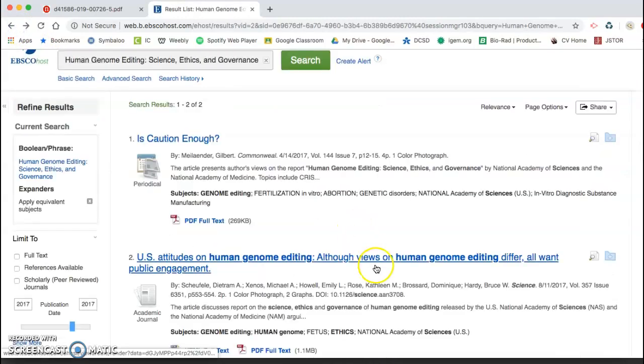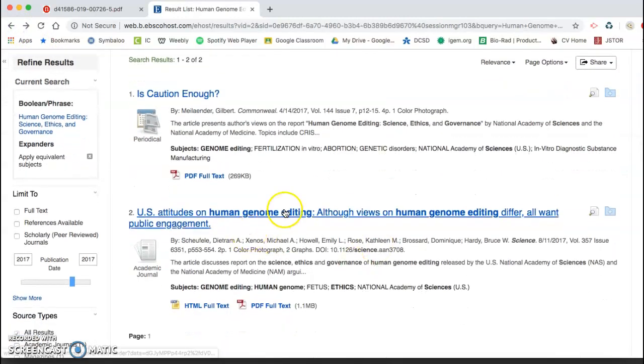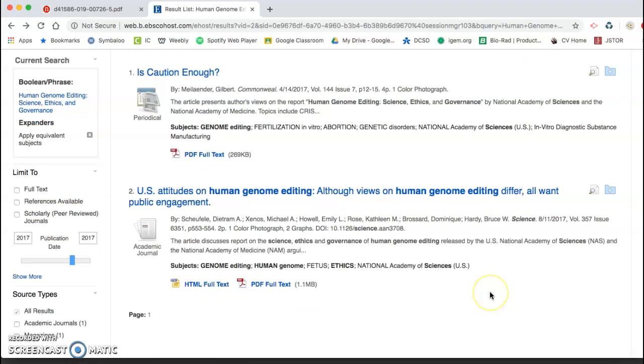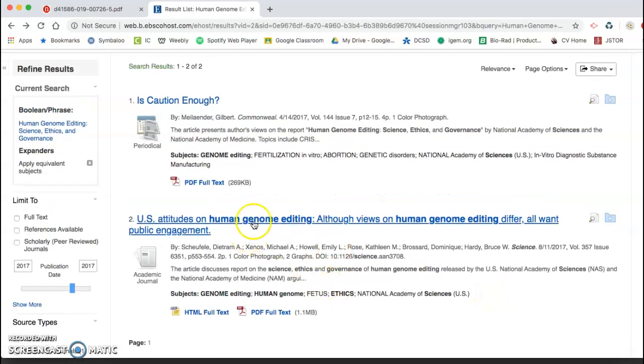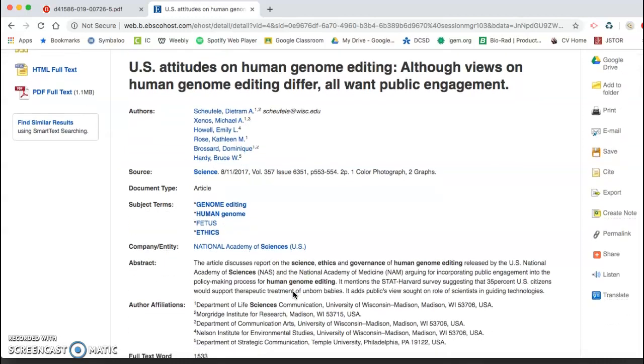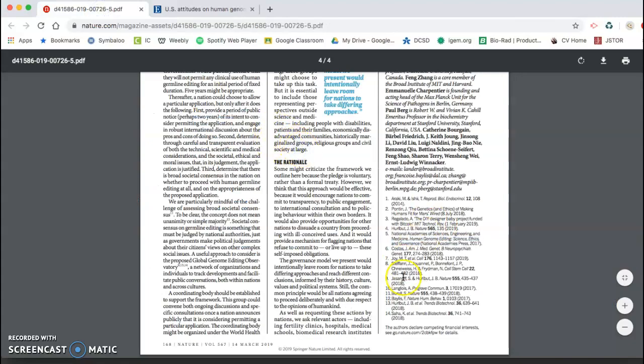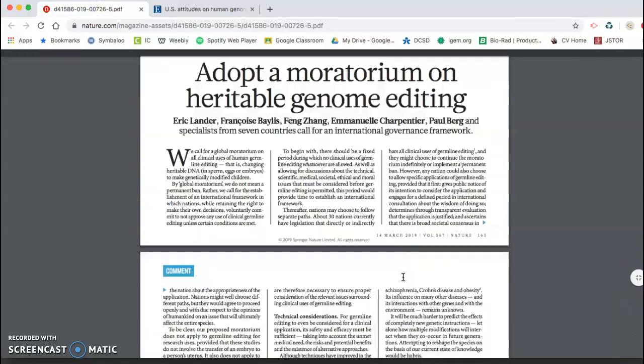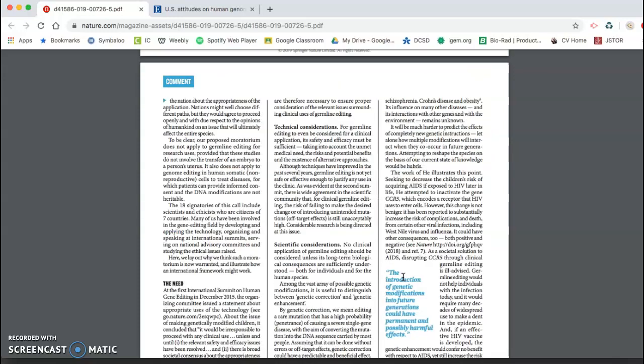Let's go back and look at that other one. U.S. Attitudes on Human Genome Editing. Although views on human genome editing differ, all want public engagement. So that seems kind of interesting too. So I might click on this and download that PDF. And now what I've done here, if you see, guys, is I went into those footnotes, right? And what I want to do is just stretch that original source a little bit further. So that's all coming from inspiration from here, right? And that's just one of the strategies that I'm showing you.